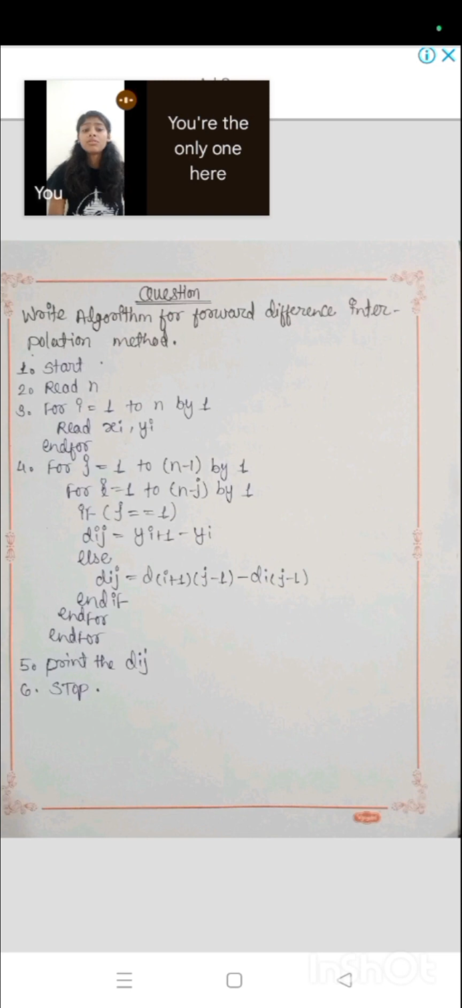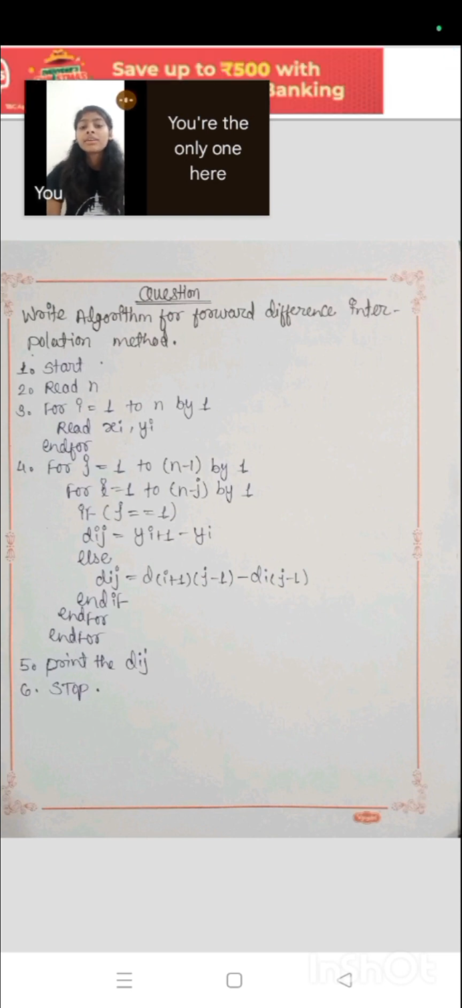Today we solve a Newton's interpolation question: write an algorithm for the forward difference interpolation method. So here we write an algorithm. First of all, we start the algorithm. In the second step, we read n. In the third step, we iterate a for loop i is equal to 1 to n by 1 and read xi and yi, and end the for loop.